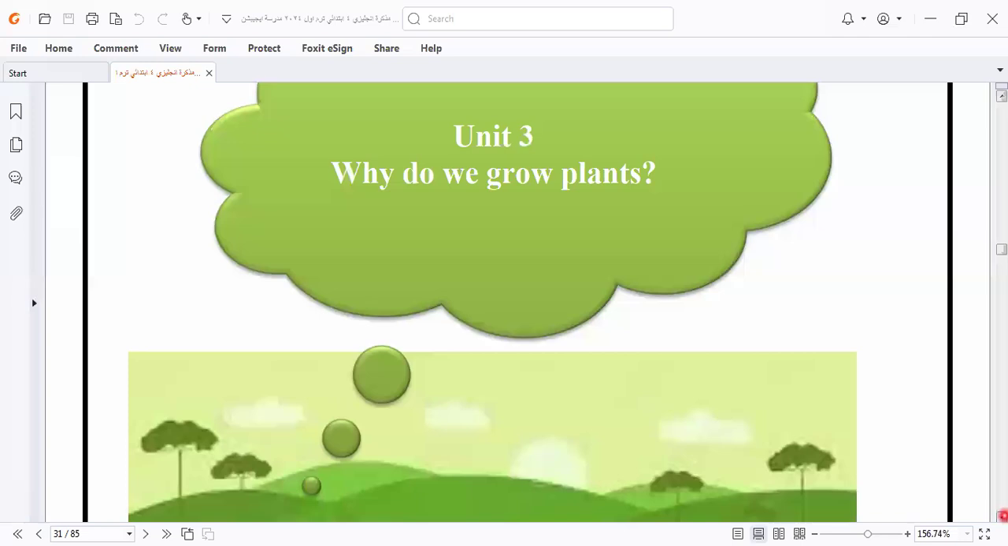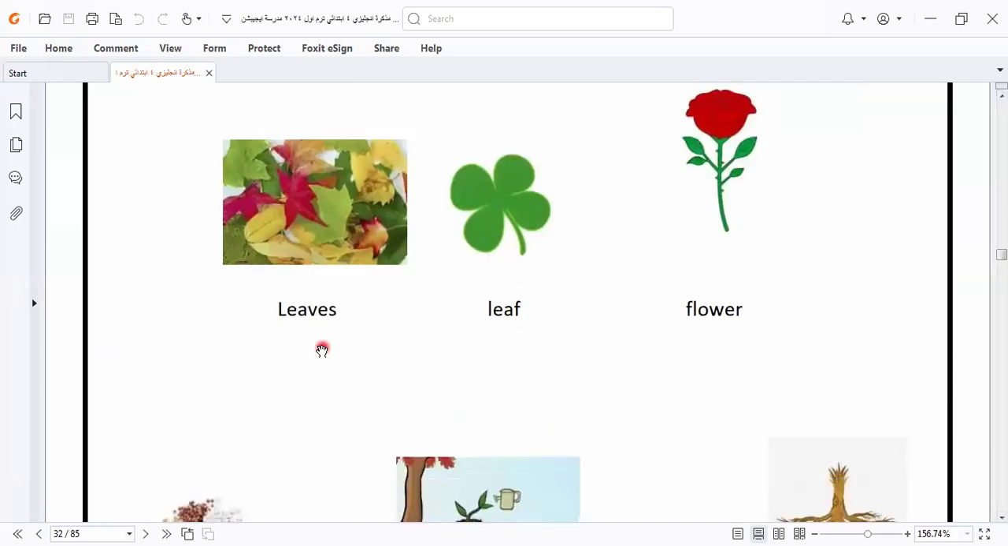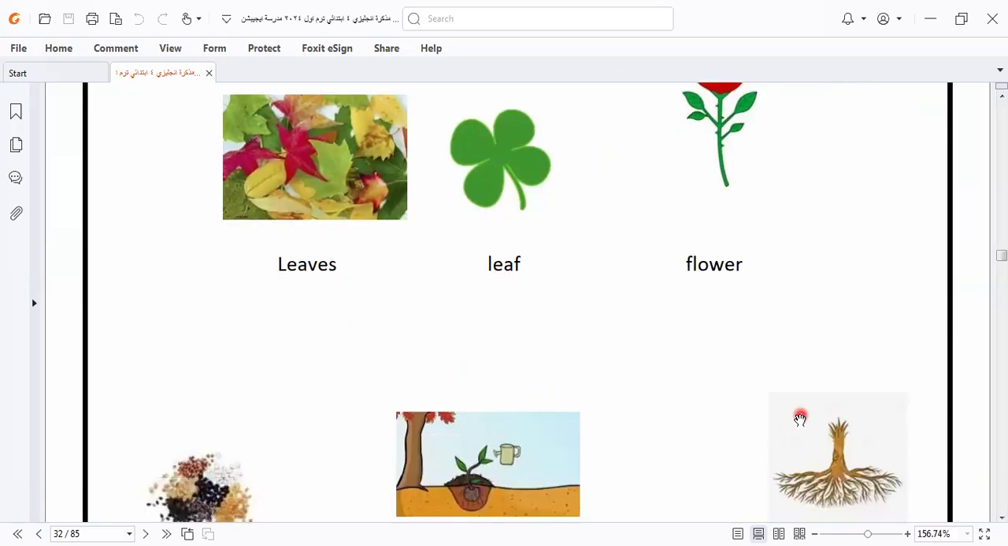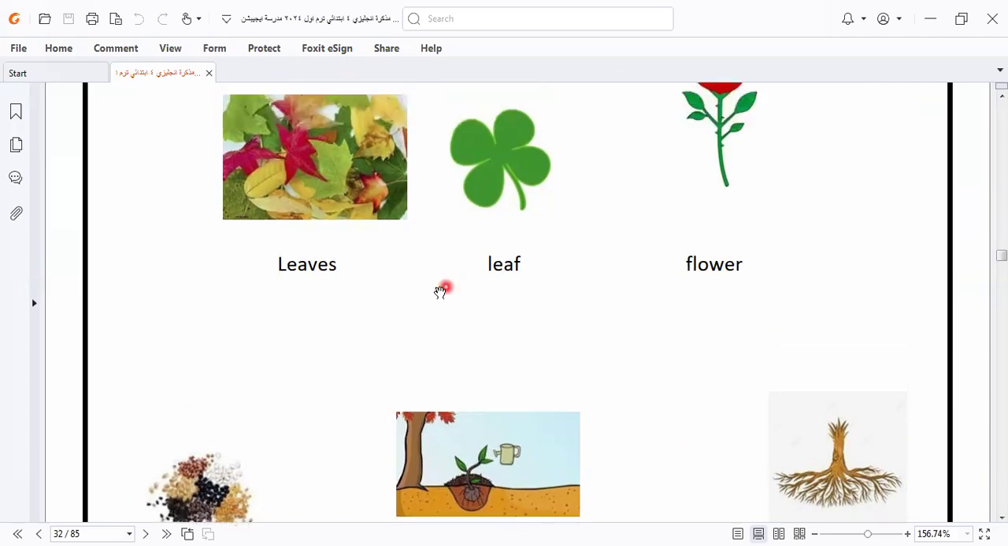Here we have: why do we grow plants? Let's get to know more about this topic. Here we have leaves. Leaves is plural and leaf is singular. I explained singular and plural in videos. You can go and rewatch the video to know what we said about plural nouns and the changes of the plural nouns.